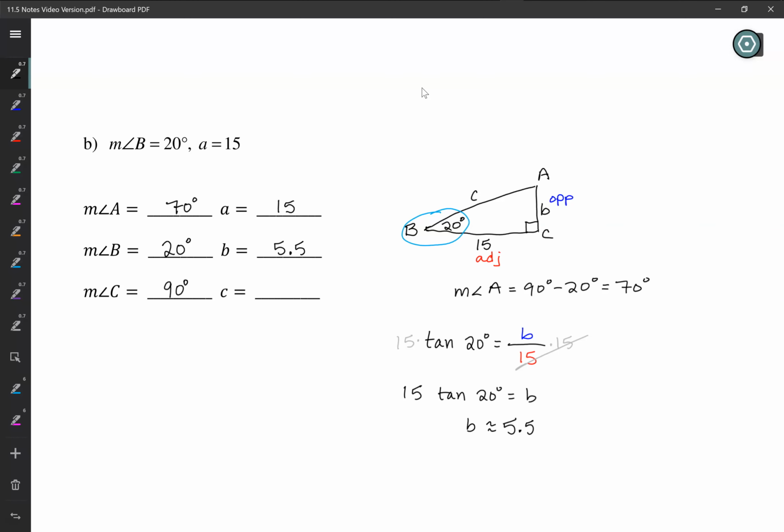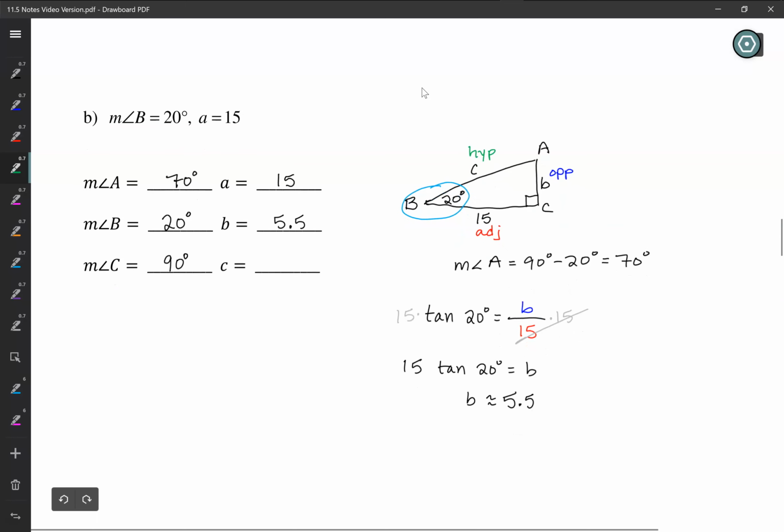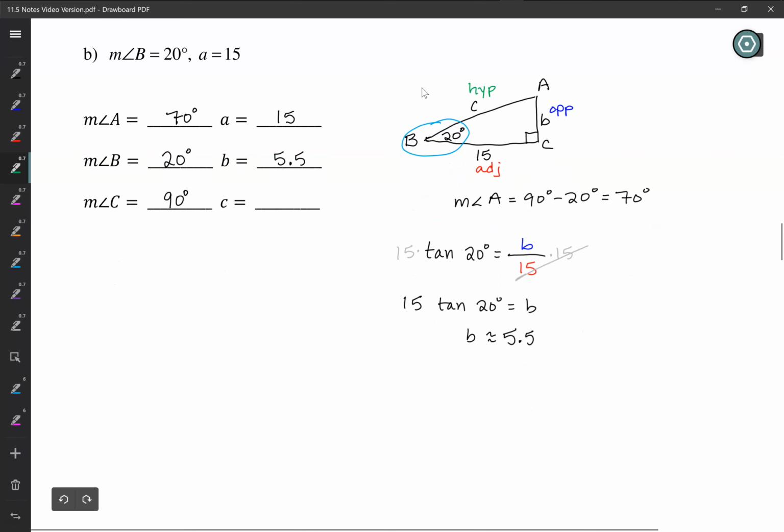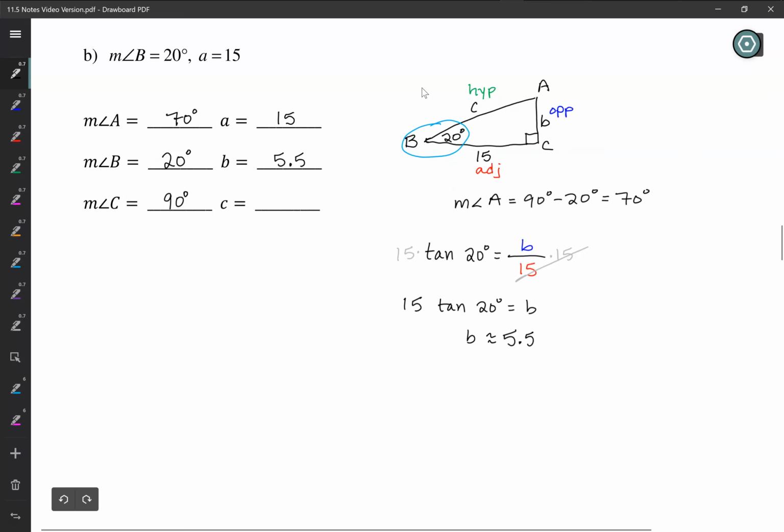All right, I want C. C is the hypotenuse. So if I want to use the adjacent side, I want to use the 15 still, and I'm trying to find the hypotenuse. Adjacent, hypotenuse, that's cosine. Cosine of 20 degrees equals adjacent 15 divided by hypotenuse, C.